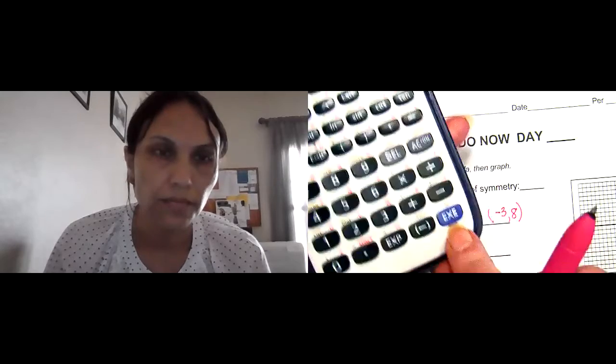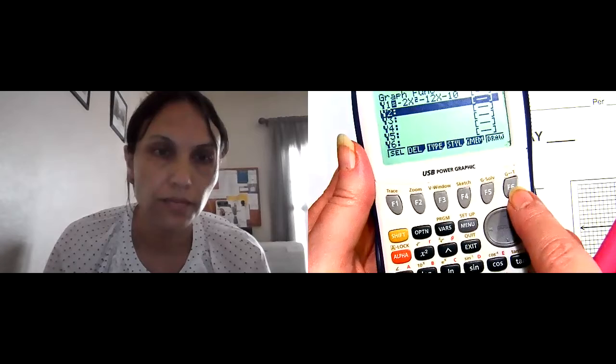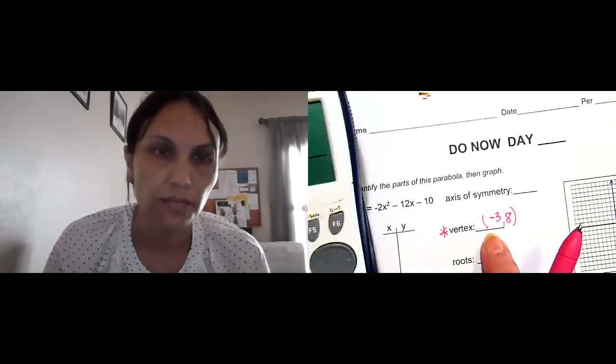Now, one way to get to the graph is to push this here, but if this says draw, I can refer to these buttons here. The last one says draw. Another way to get to the graph is there also. So I have the vertex.